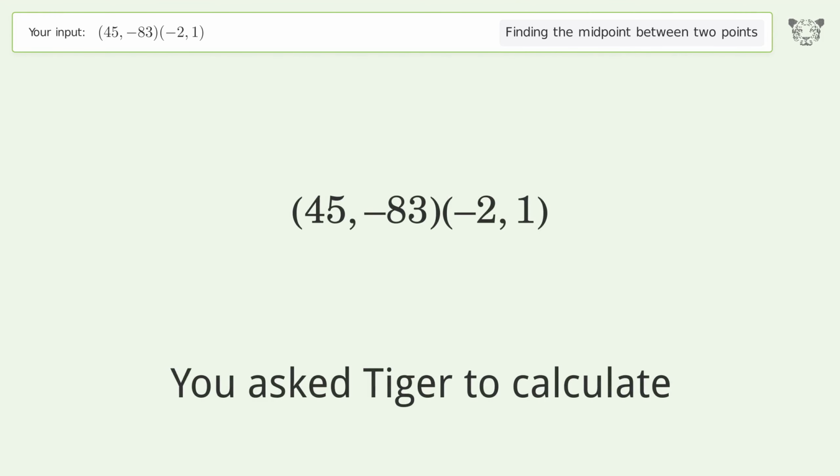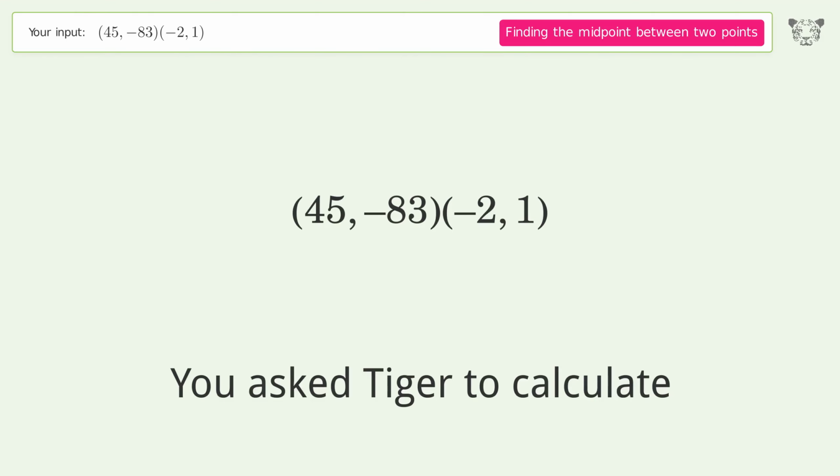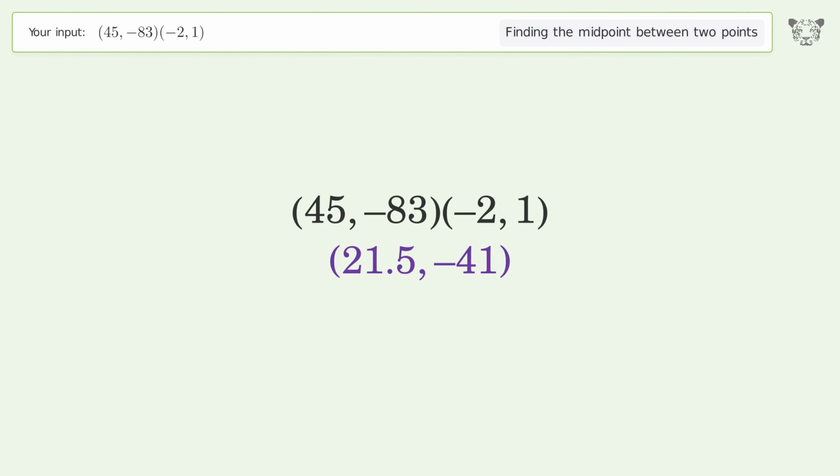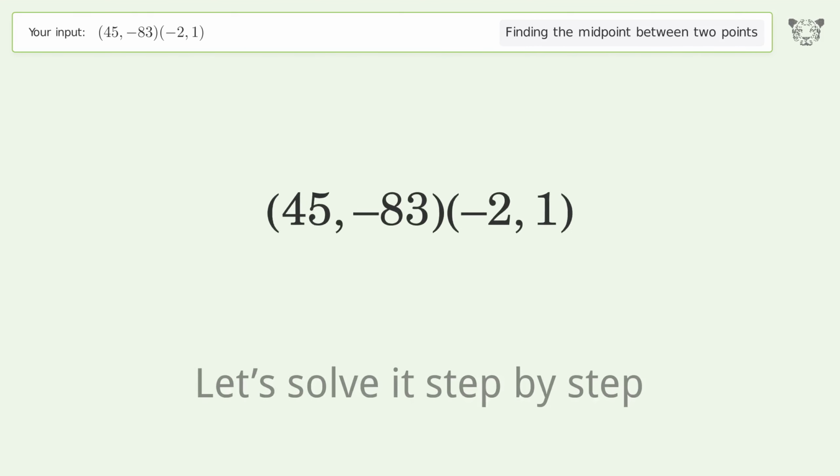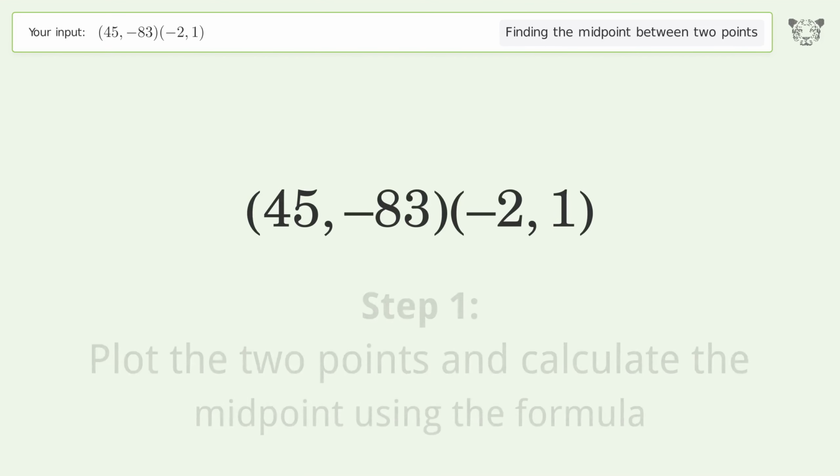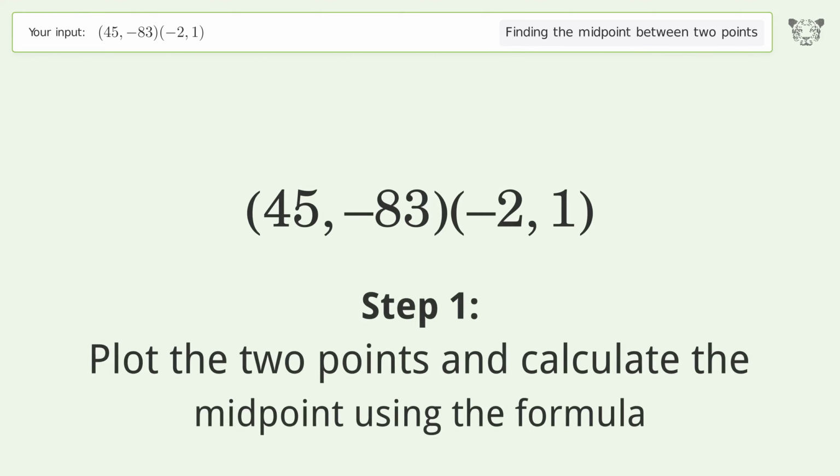You ask Tiger to calculate. This deals with finding the midpoint between 2 points. The midpoint between the 2 points is 21.5, -41. Let's solve it step by step. Plot the 2 points and calculate the midpoint using the formula.